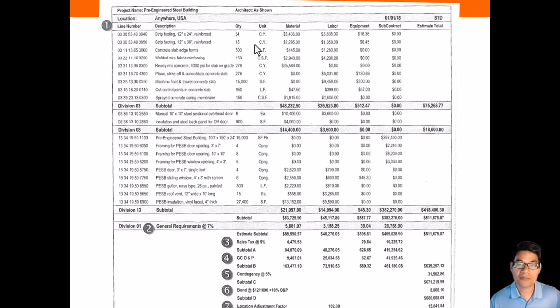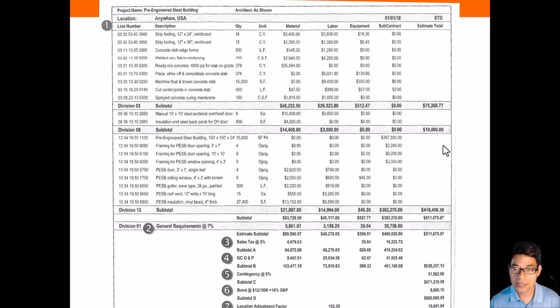Once you take off the quantity, the next step is to figure out the unit price for material, labor, and equipment. For this example, we didn't really include the unit price for material, labor, and equipment. Instead, it just lists out all the costs for material, labor, and equipment. But for your calculation, you need to include the unit price for material, labor, and equipment so that you can do a multiplication to get the material, labor, and equipment cost for this line item.